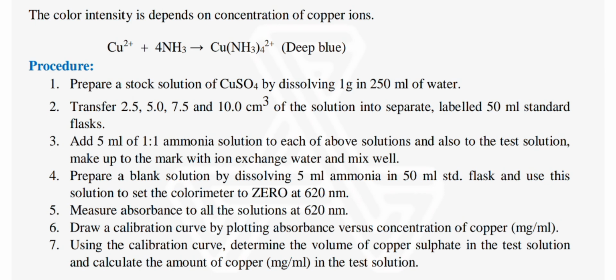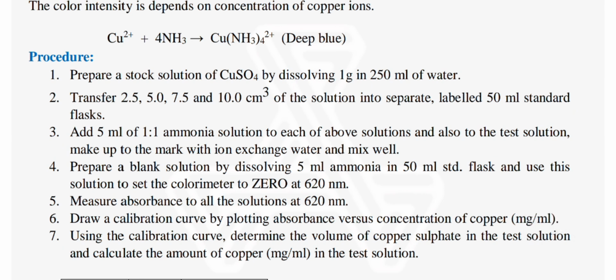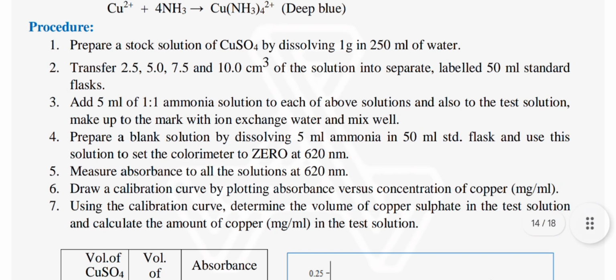Prepare a stock solution of CuSO4 by dissolving 1 gram in 50 ml of water. Transfer 2.5, 5.0, 7.5 and 10.0 cm cube of solution into separate labeled 50 ml standard flasks. Add 5 ml of 1:1 ammonia solution to each of the above solutions and also the test solution. Make up to the mark with ion exchange water and mix well.